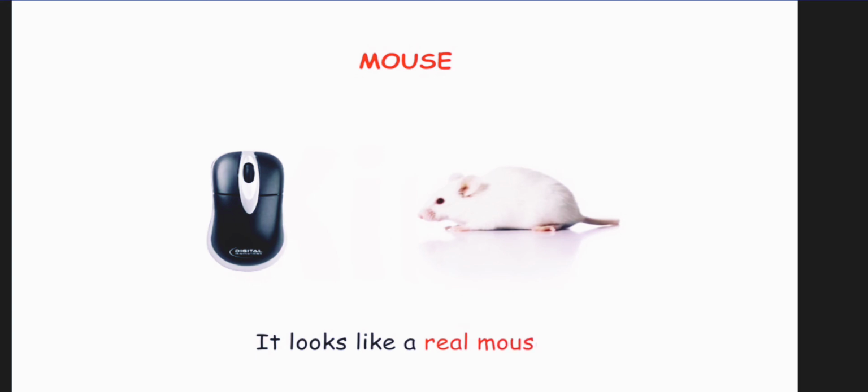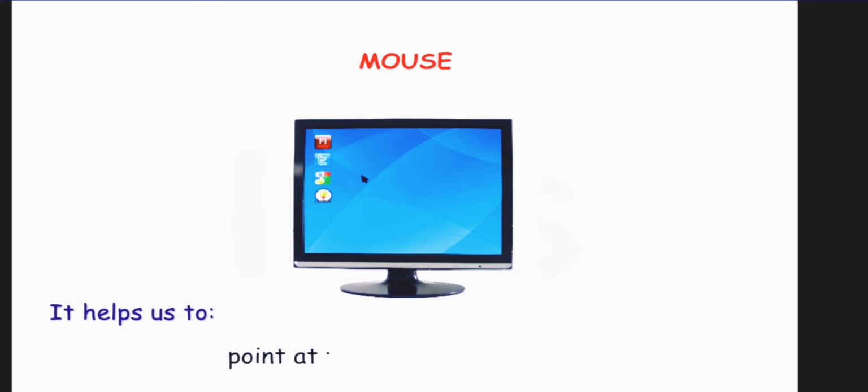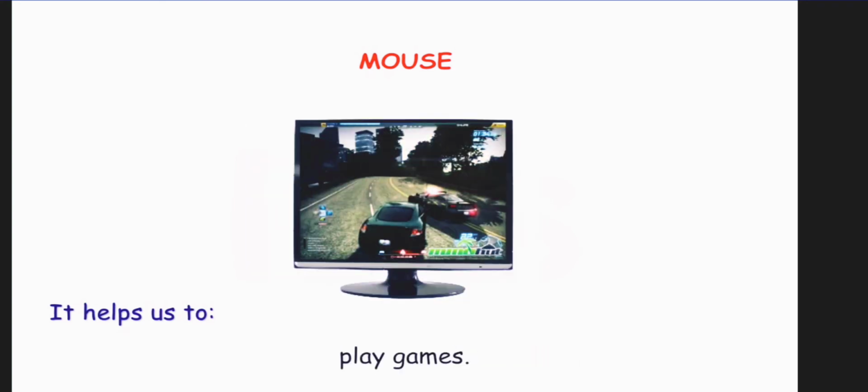Okay, now we shall talk about mouse. This is a computer mouse. It looks like a real mouse. It has two buttons. It helps us to draw pictures, point at things on the monitor, play games.